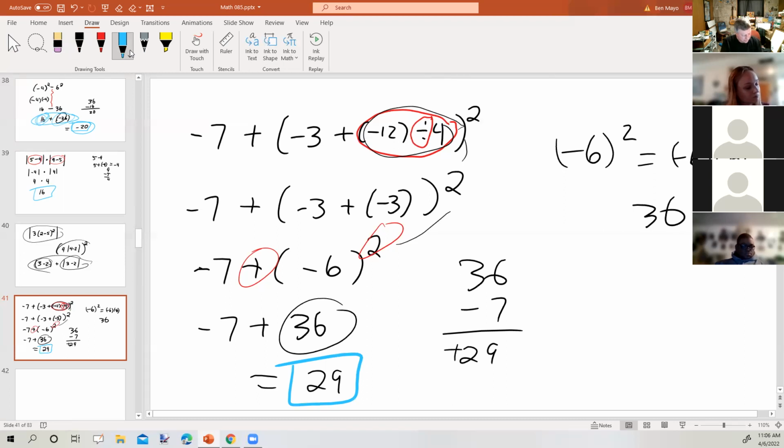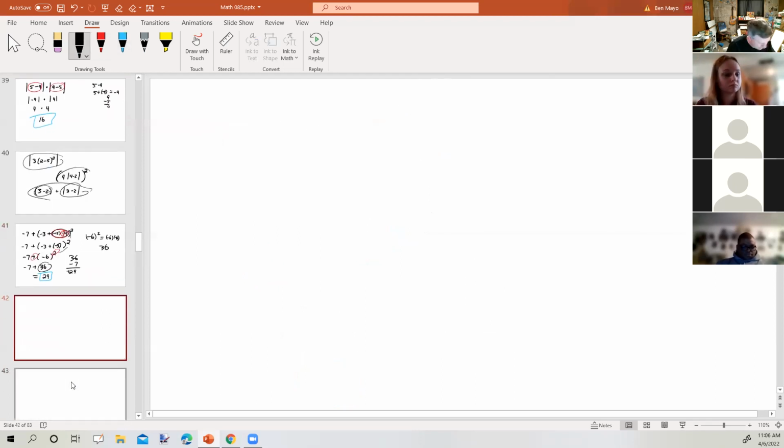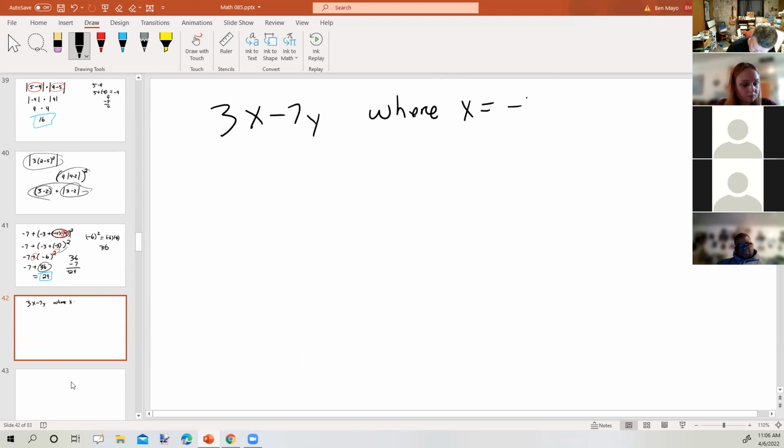All righty. Let's see here. Okay. How about this one? 3x minus 7y, where x equals negative 5 and y equals negative 6. Now, before you panic because letters have shown up, we're not going to be writing paragraphs. We're going to make a substitution, actually a couple of them.